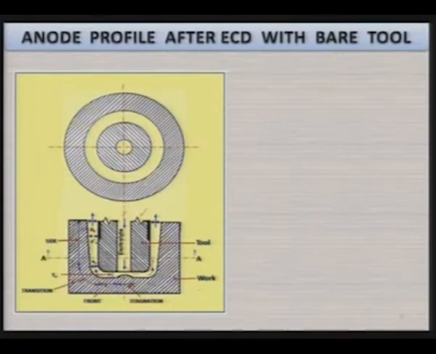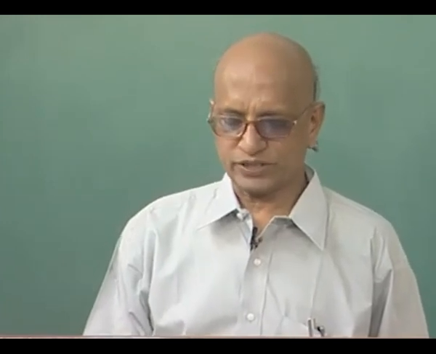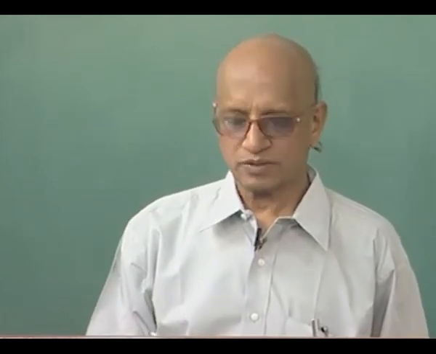Now, the important thing to see here is various zones. One zone is known as the stagnation zone, which comes just below the hole through which the electrolyte is being supplied through the tool, and the zone adjacent to this zone on either side is known as the front zone, where the feed is normal to the workpiece surface, or normal to the workpiece, and feed and the workpiece surface have the same direction.